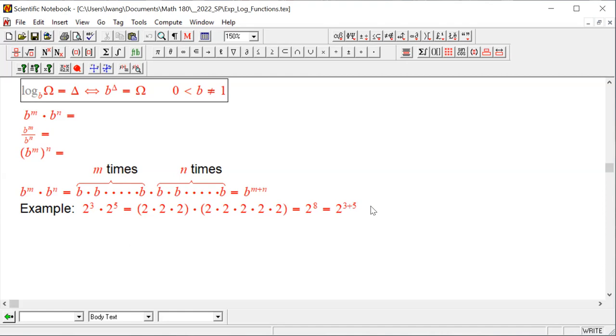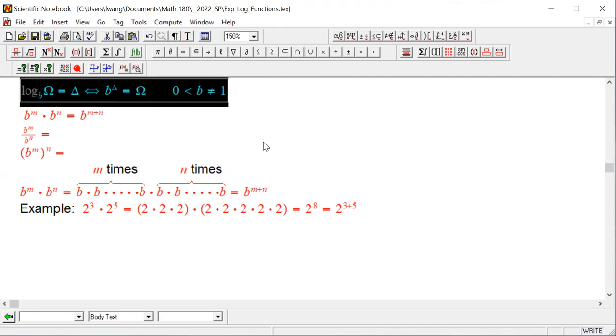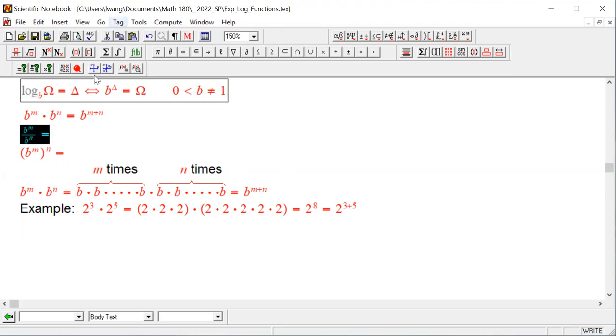Right, so that way you also figure out that b to the power of m times b to the power of n equals b to the power of m plus n. So that we got to figure out. Now you say, what does this have to do with this operation? Just hold on, we'll come back to it. And next, we want to figure out b to the power of m divided by b to the power of n. What does that mean?